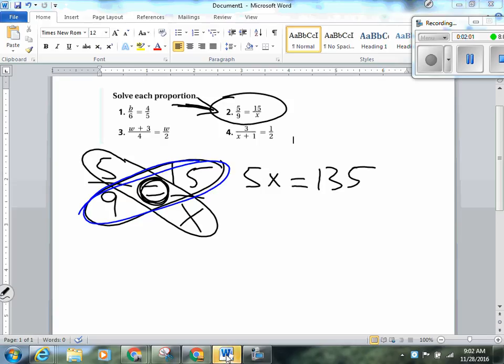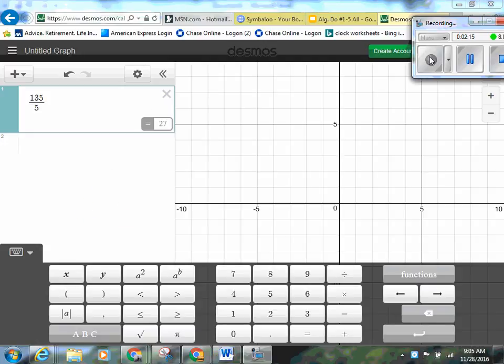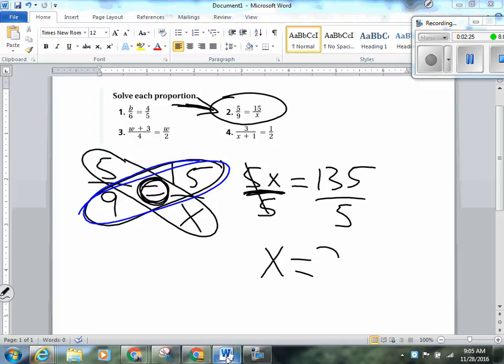We have a number next to a letter. That means we have to divide it apart. So divide both sides by 5. That cancels out. We have x equals, just double check what 135 divided by 5 is. Put that in your calculator, and you get 27. Take over to the other side, and we get x equals 27.